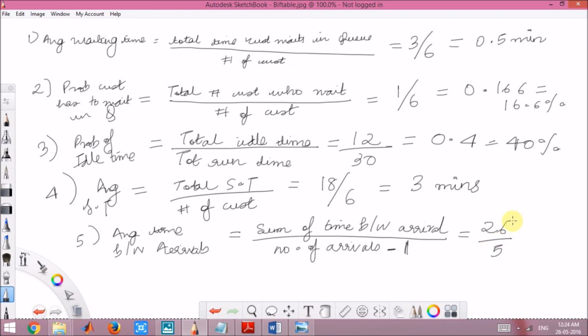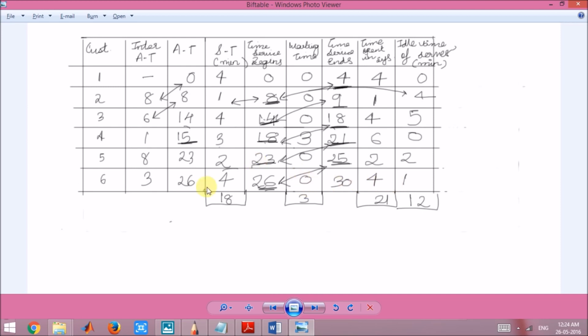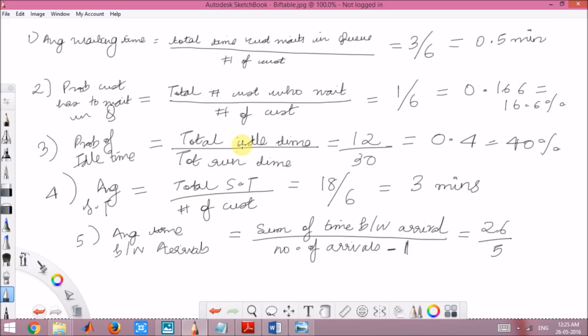So the sum of time between arrivals is 26, as we see from this table. The last arrival time is 26. It is nothing but if you add all the inter-arrival times, that is 8, 6, 1, 8, 3. So 26 divided by number of arrivals minus 1, so 6 minus 1, 5. So 26 by 5 gives me 3.5 minutes.